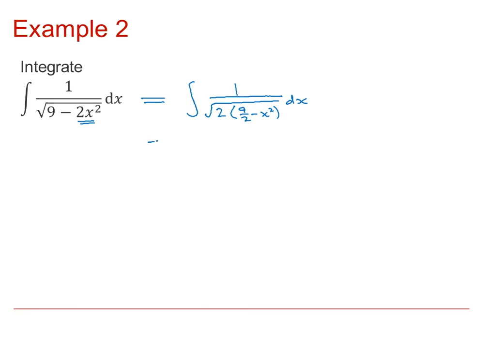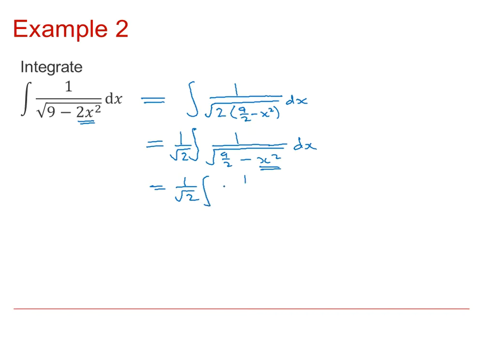Okay, I'm going to bring that 2 outside the surd, outside the square root, so it's going to become 1 over root 2, and we will be left with 1 over the square root of 9 over 2 minus x squared. So that's made it much nicer to deal with. We've only got the 1x squared there, but it might be worth rewriting the 9 over 2 as well, just to make sure that everything's exactly as we would like it to be before quoting the result.